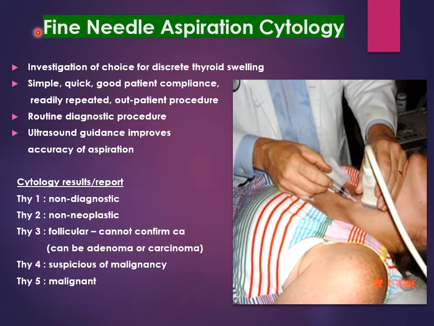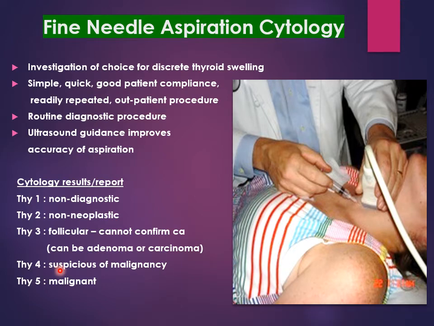Okay, and this is a picture to show you the fine needle aspiration cytology. Here, the patient is lying supine with the neck extended, with the ultrasound probe and a needle to aspirate the nodule or the lump. That is sent for cytology, and the results are as follows: Thy 1 to Thy 5. Thy 1 is non-diagnostic and Thy 5 is malignant. 2, 3 and 4 are various grades from benign to malignancy.